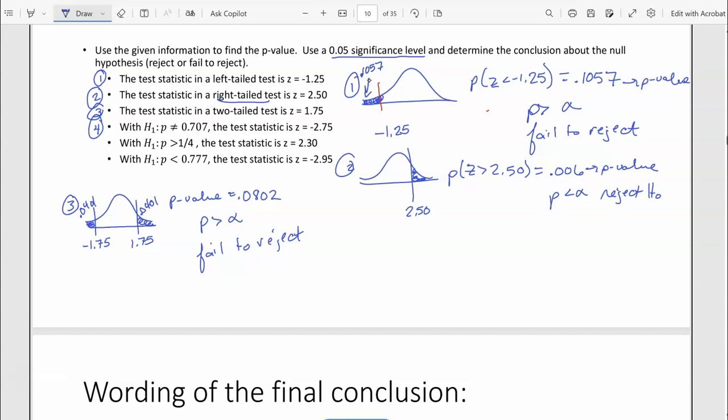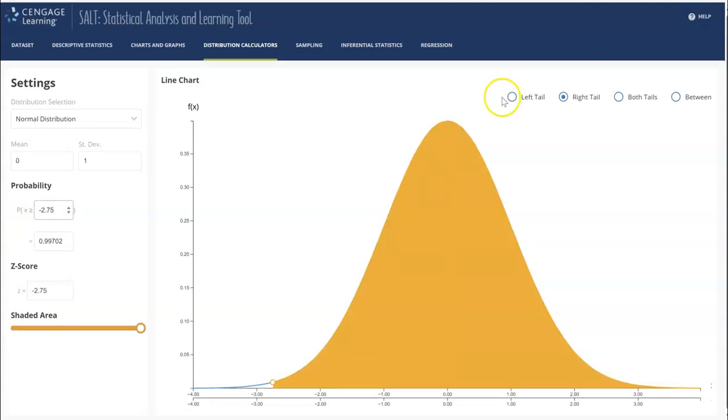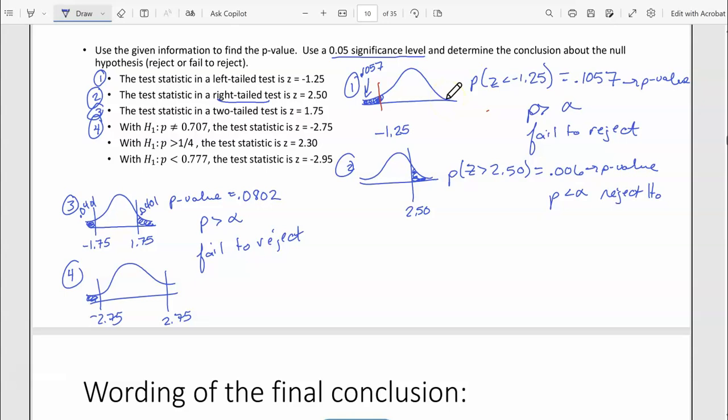Number 4. This is also a two-tailed test because of the not equal to. They're telling us that our test statistic is negative 2.75. So the other one is positive 2.75. I'm looking at that left tail. Negative 2.75, I get, we'll call that 0.003. So if this is 0.003, then this one has to also be 0.003. So my p-value is the combined score, which is 0.006. P is less than alpha. So what are we going to do? We are going to reject.